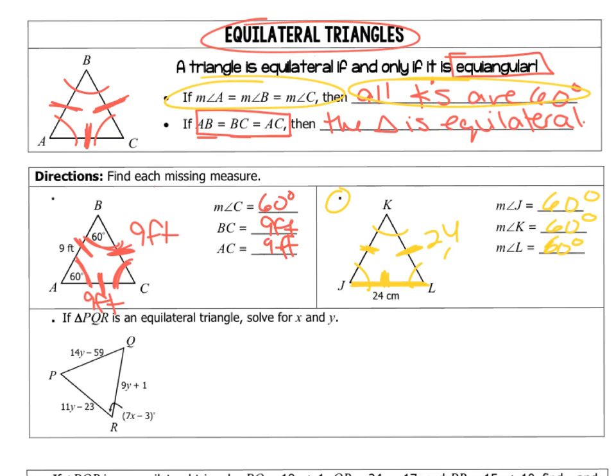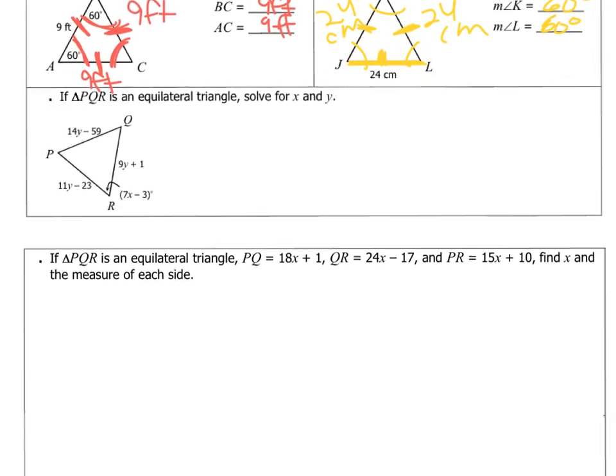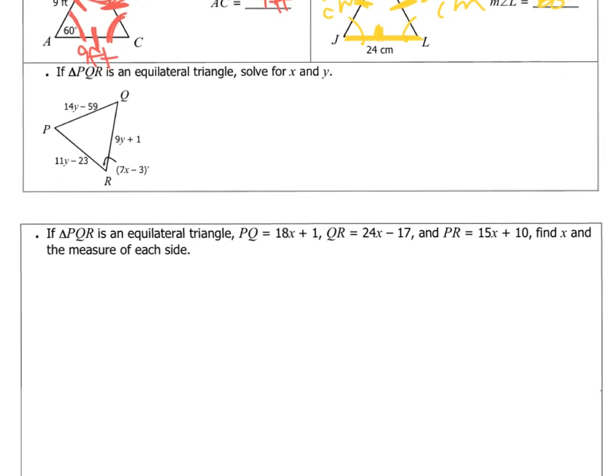They're all 24 centimeters because, again, this is an equilateral triangle. Okay, let's take a look at this next problem here. We have PQR as an equilateral triangle, and we're going to solve for X and Y. So we got a lot of algebra going on here.